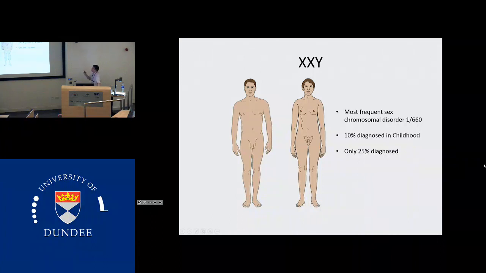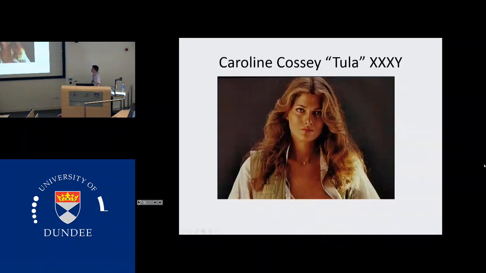Now, while the majority of them identify as being male, we know that there is an increased association with gender identity issues, and this is also found with other conditions where there's an increase in sex chromosomes. This is Caroline Cossey, and she's got triple X Y. She was born a male and has a male phenotype, but later in life underwent gender reassignment and became a successful female model. She was the first transsexual to be a Bond girl and appear in Playboy.